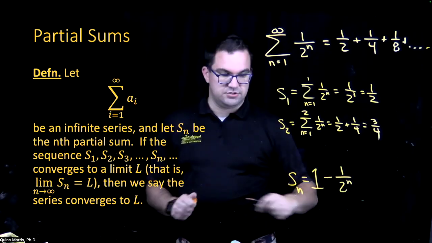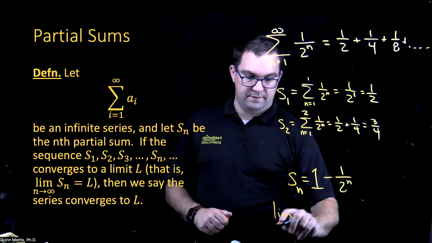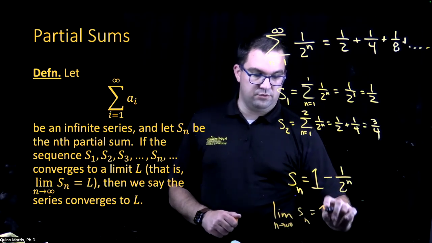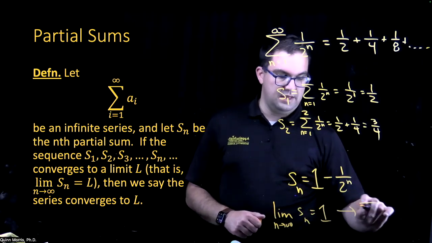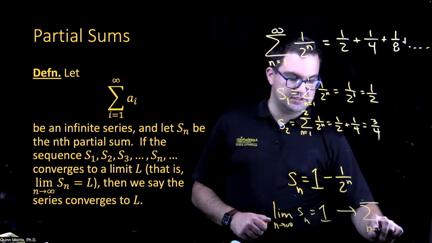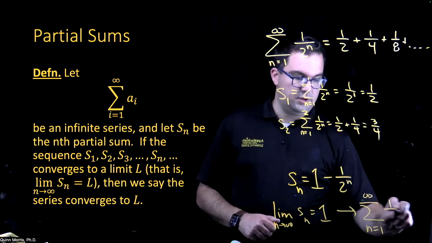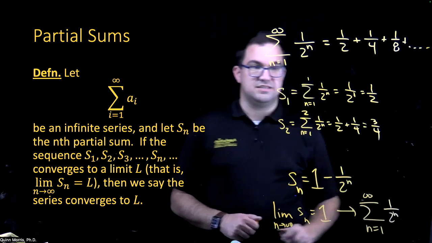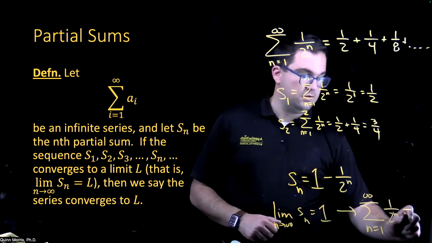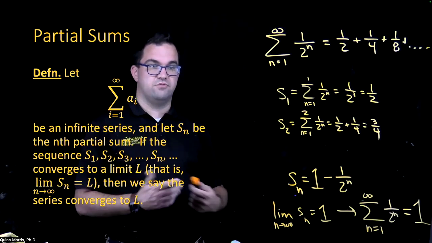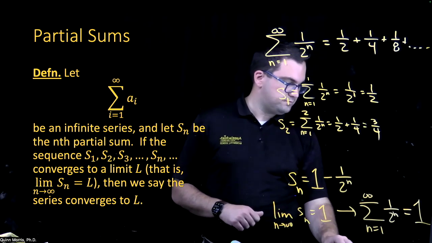So in this case, we determined that the limit as n goes to infinity of S sub n was equal to 1. And therefore, we could say that the sum from n equals 1 to infinity of 1 over 2 to the n converges, or we could just write that it is equal to 1, because it converges to the value of 1.